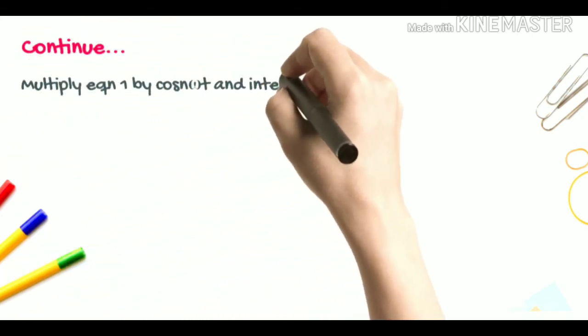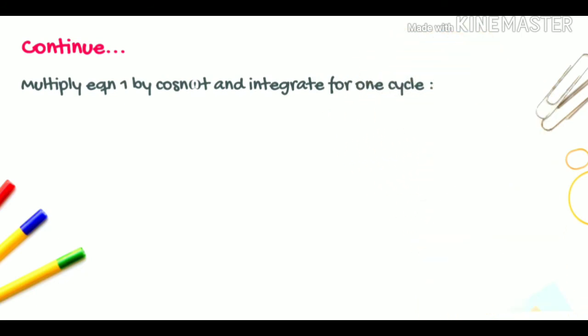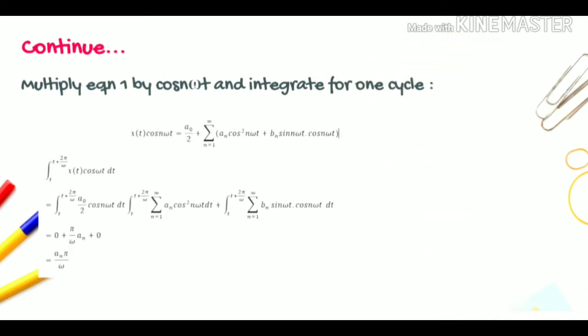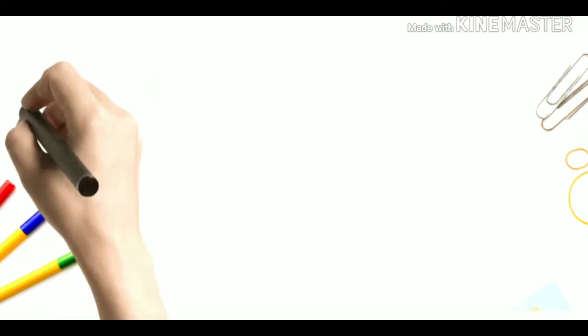Multiply the first equation by cos n omega t and integrate it for one cycle. We will get An pi over omega. We arrange the equation and we get An equals omega over pi times the integral from t to t plus 2 pi over omega of x(t) cos n omega t dt.